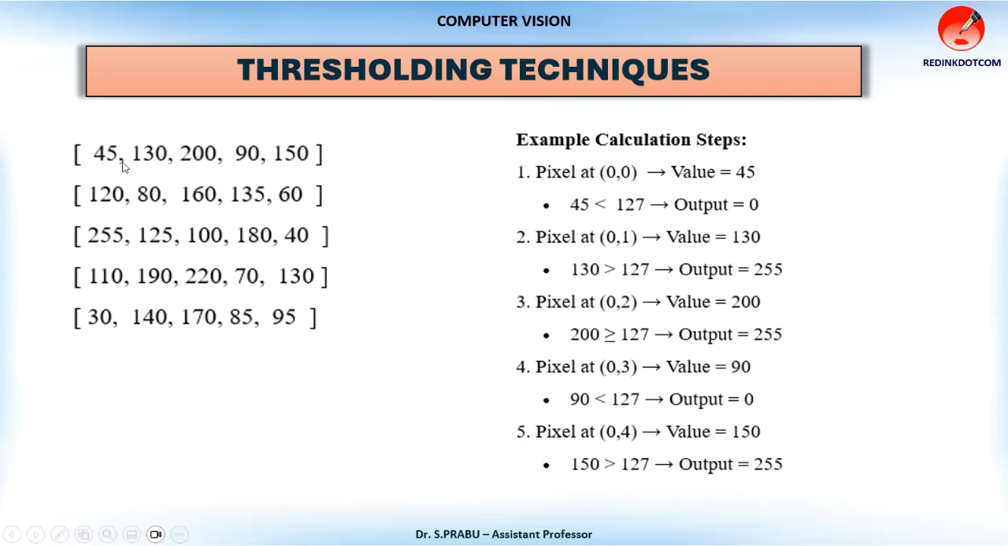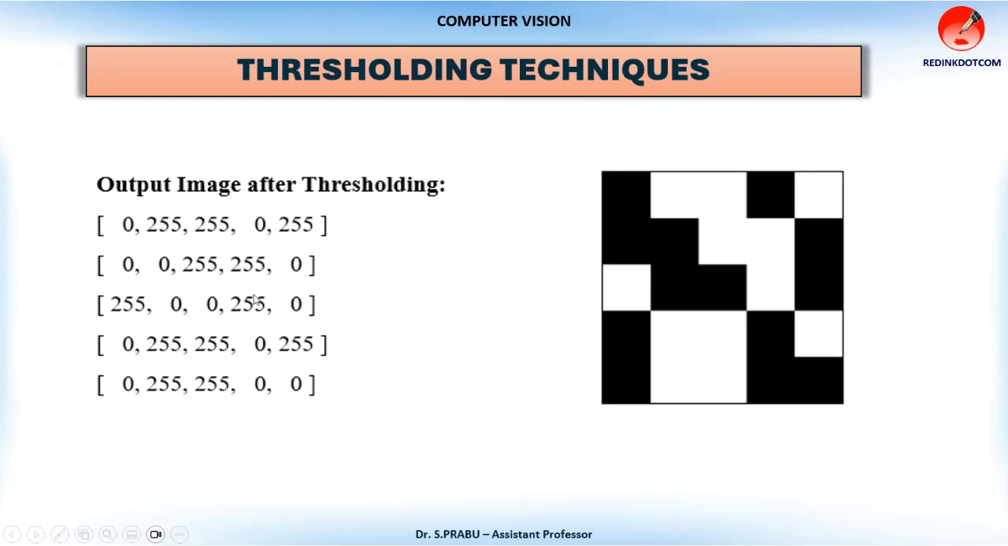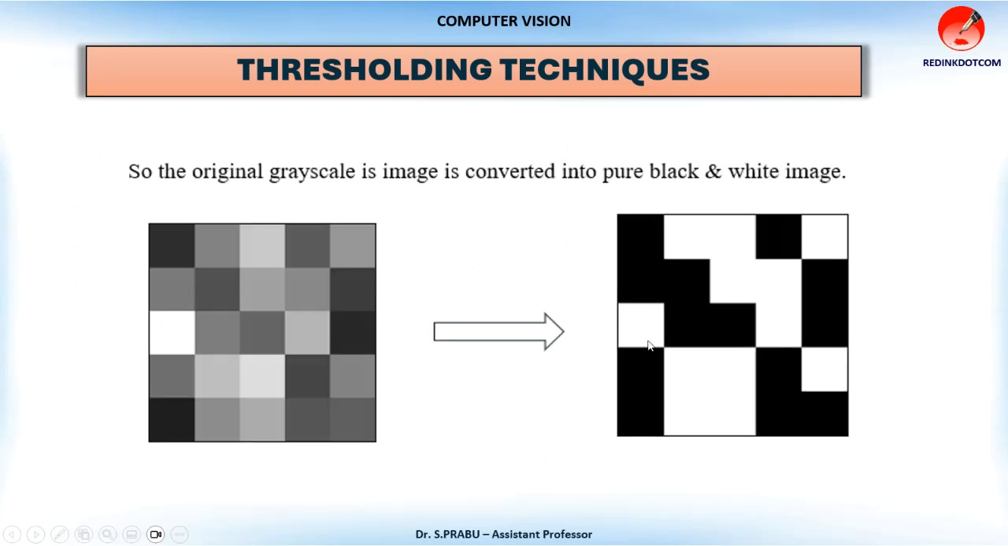For the first pixel, the value is 45. So 45 is less than 127, so it is converted into 0. That means black color. The second pixel is 130. So it is greater than 127, so it is converted into white color. After calculating all the values, the matrix looks like this. So this is the output after applying the thresholding. The thresholding technique converts the grayscale image into a pure black and white image.